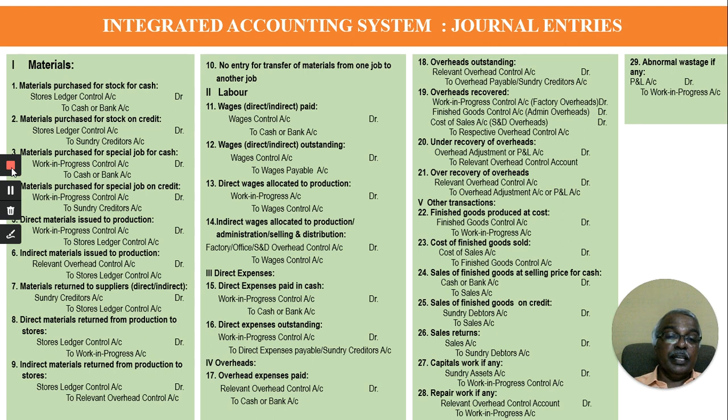If there is any repair work that is undertaken, repair work normally we consider as factory overhead or any other overhead, relevant overhead control account debit to work in progress control account. And if there is any abnormal wastage or losses, you can directly transfer it to profit and loss account. So profit and loss account debit to work in progress control account. So this is the journal entry that needs to be passed under the integrated accounting system.